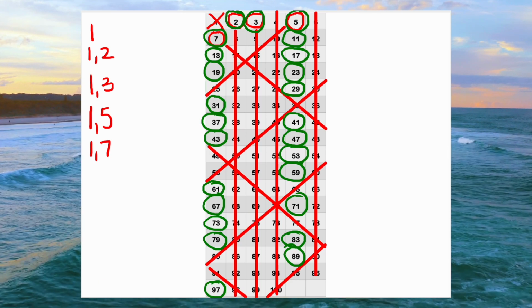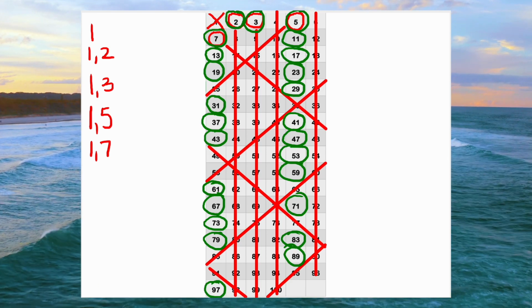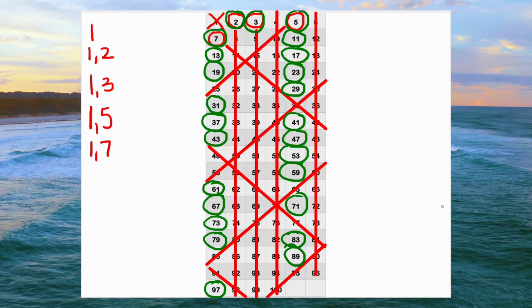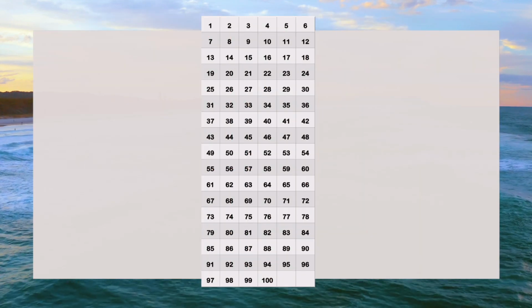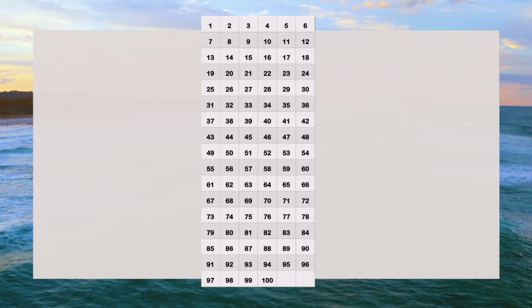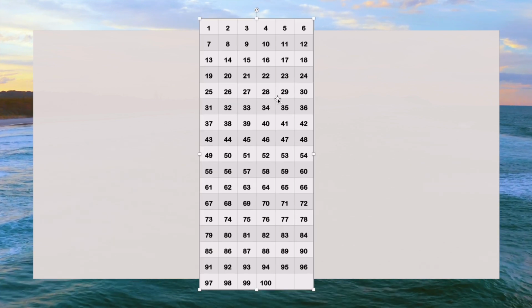And it was so easy to find because we could just eliminate everything that we didn't need. It's a super quick and easy way. I hope you like this method. However, what if we need to find prime numbers but we don't have a table to help us? So let's get rid of this table.